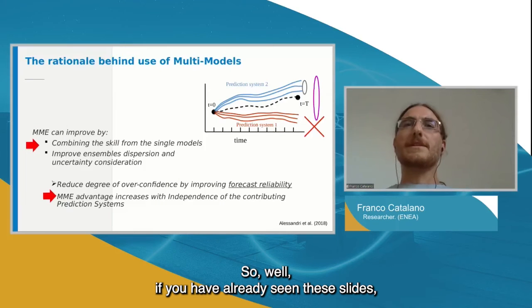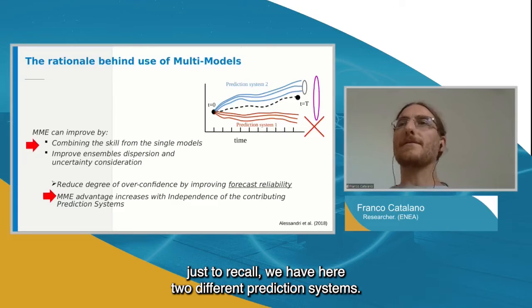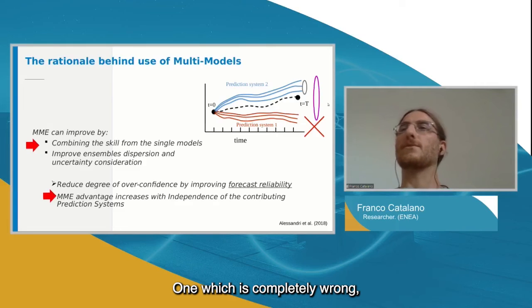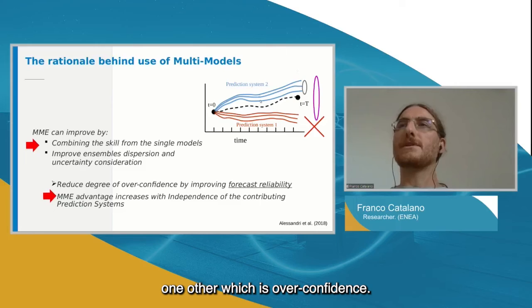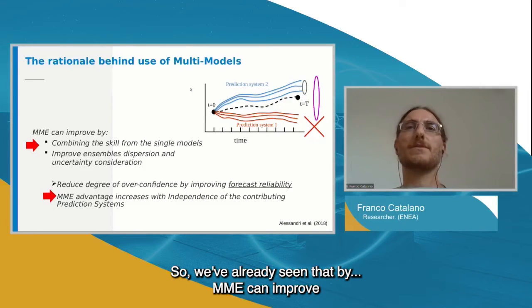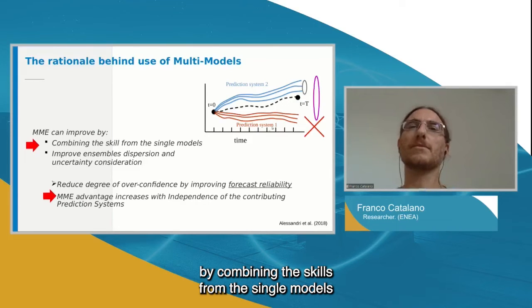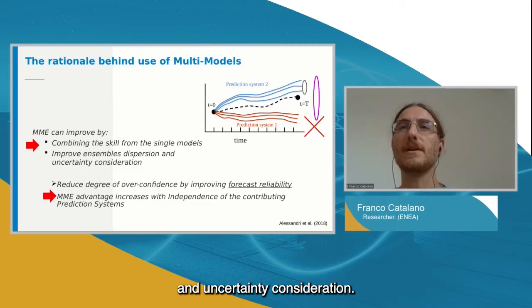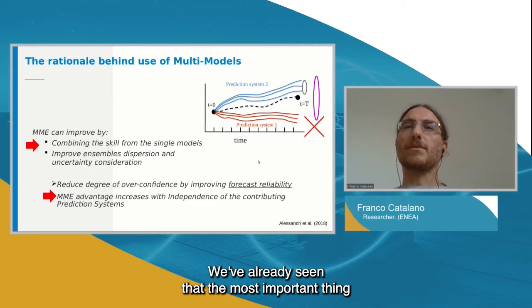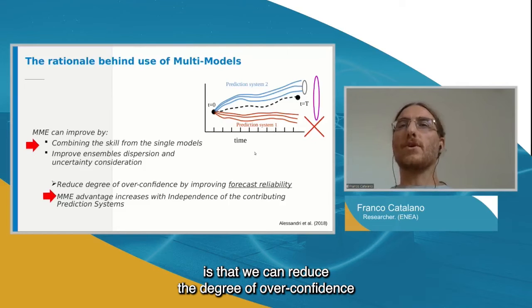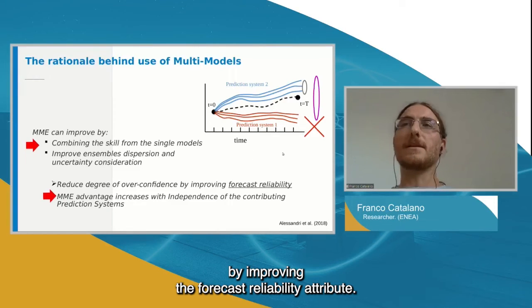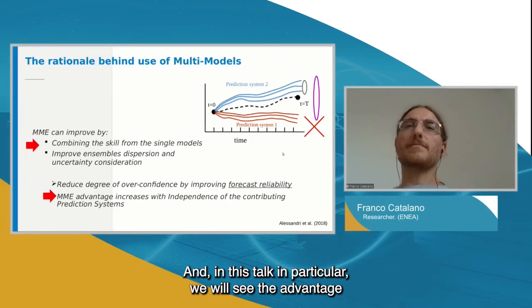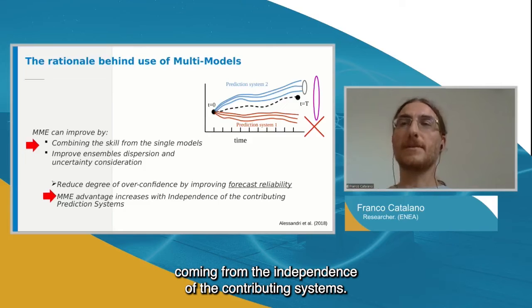So, you have already seen these slides. Just to recall, we have here two different prediction systems, one which is completely wrong, and another which is overconfident. So we have already seen that the MME can improve by combining the skill from the single models and improve the ensemble dispersion and uncertainty consideration. We have already seen that the most important thing is that we can reduce the degree of confidence by improving the forecast reliability attribute. And in this talk, in particular, we will see the advantage coming from the independence of the contributing systems.